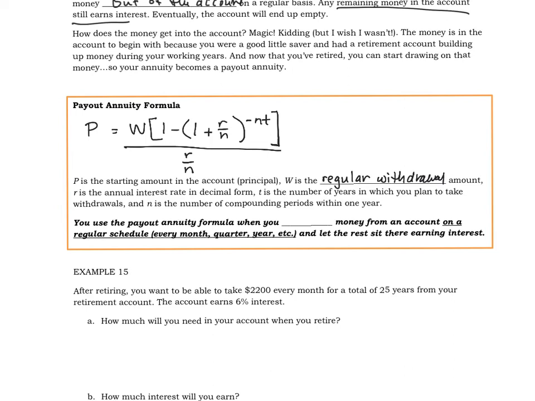R is the annual interest rate in decimal form. T is the number of years in which you plan to take the withdrawals. And N is the number of compounding periods within 1 year. So you use the payout annuity formula when you take money from an account on a regular basis every month, quarter, year, etc., and let the rest sit there earning interest.